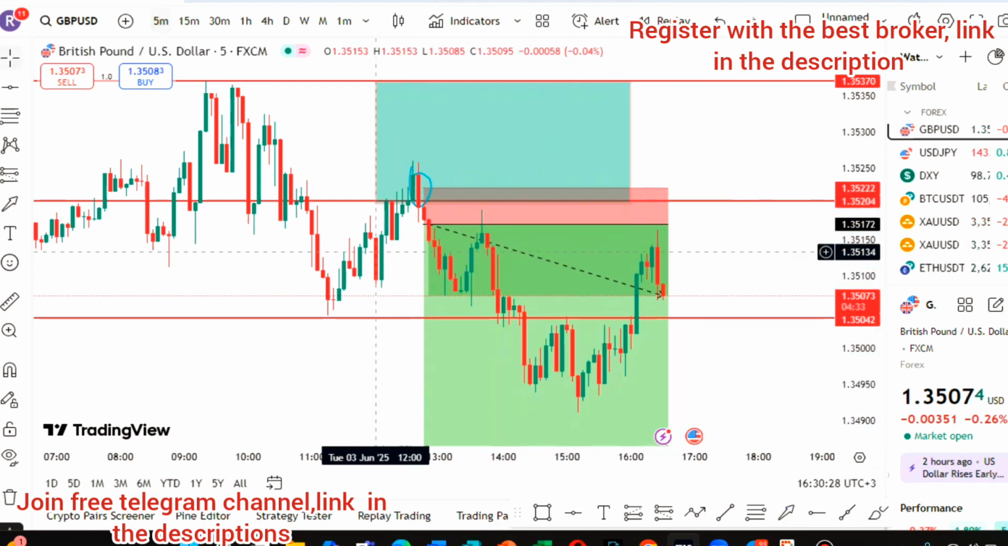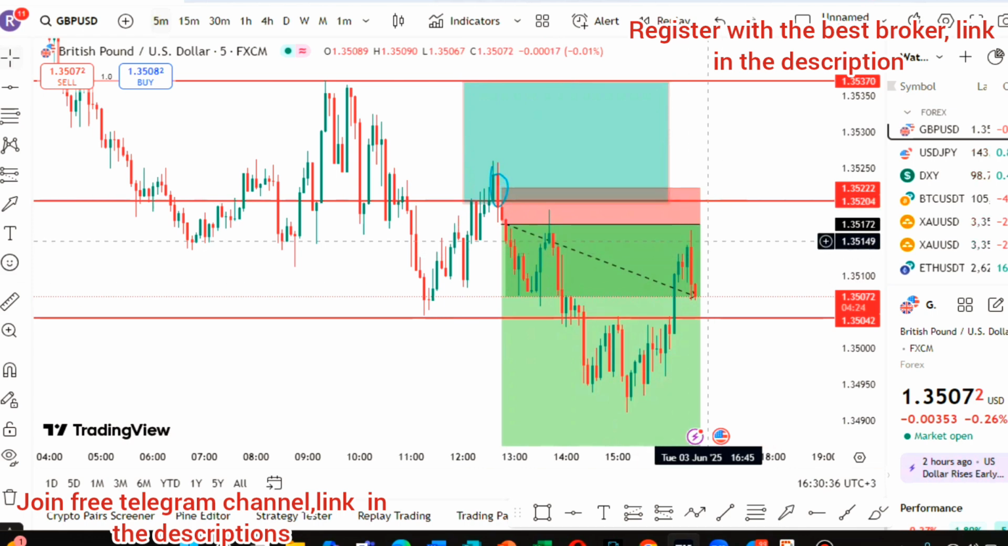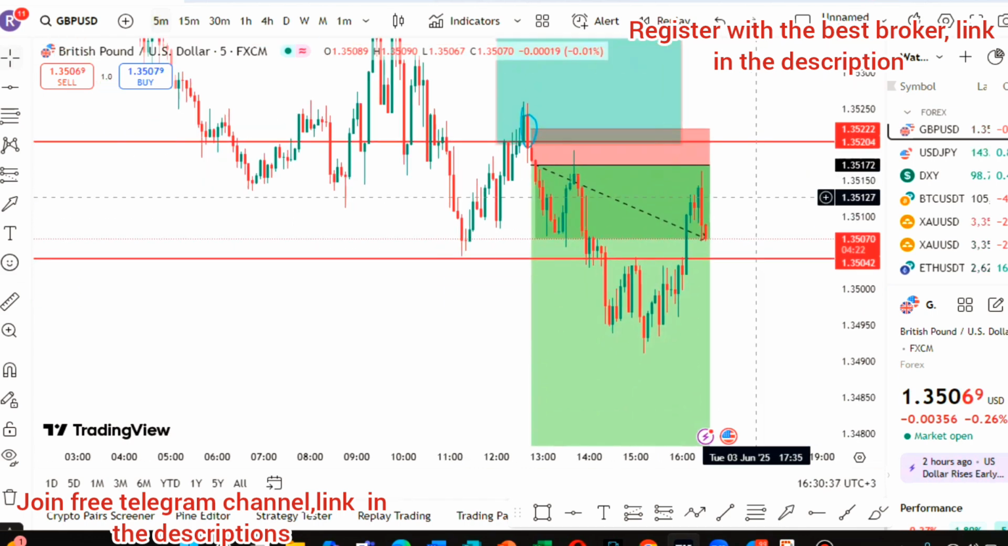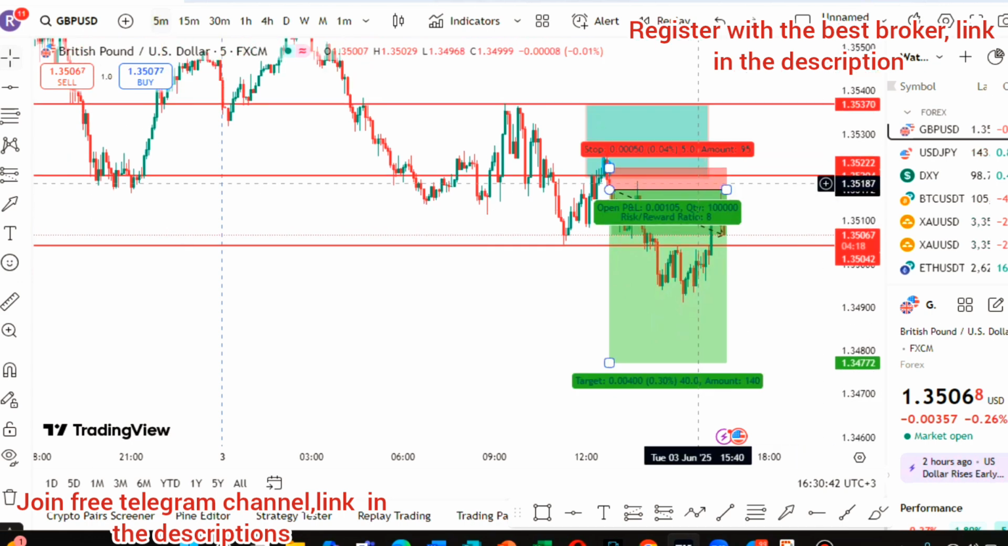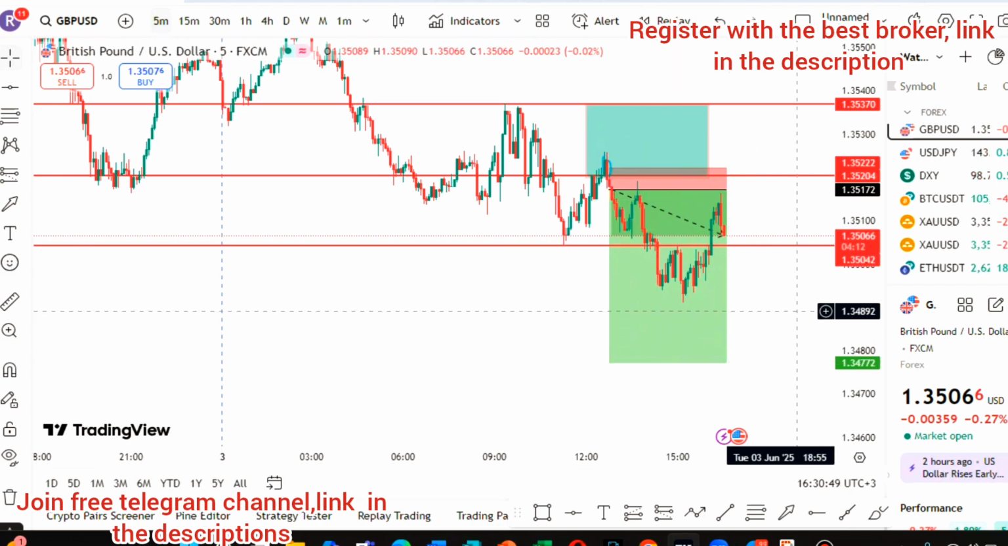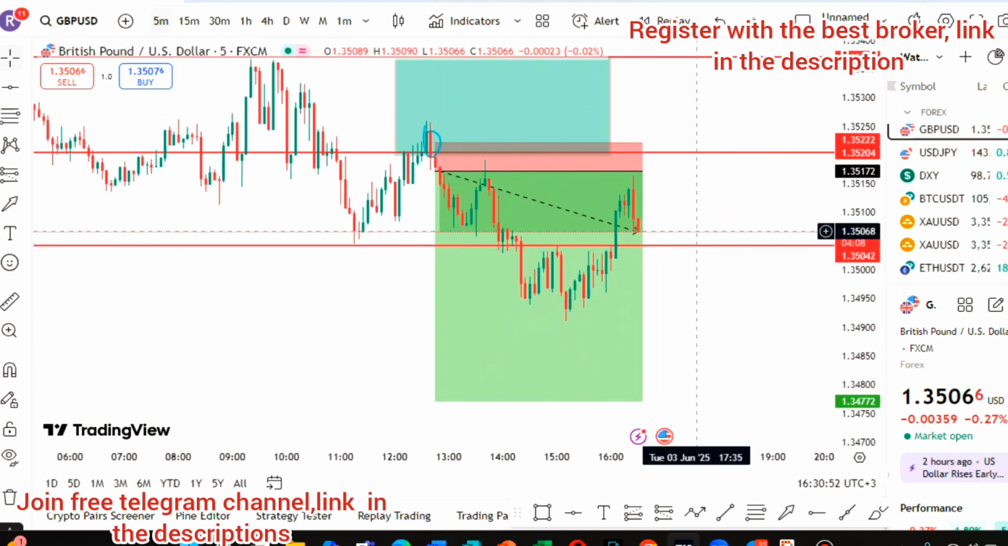My stop loss was just above this horizontal red line. So I was only targeting 40 pips and risking 5 pips. That's 5 pips risk and 40 pips target, a 1:8 risk to reward ratio. So you can see this trade is already moving into our direction.